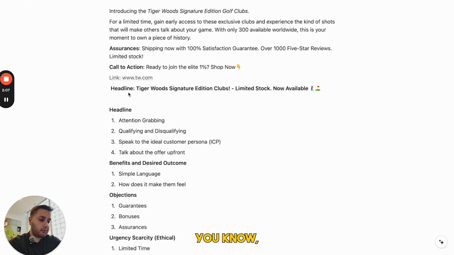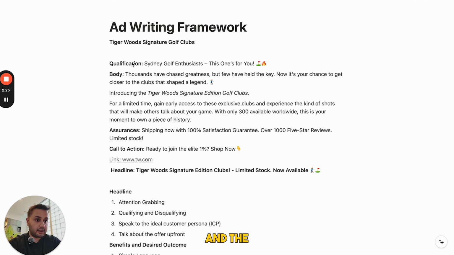Before that, we have to look at the headline, and that includes the Tiger Woods Signature Edition clubs, limited stock now available. Simple, upfront, talking to the ideal customer persona. In that headline and the qualification, we've made sure that we're speaking to the correct people and making it as clear and upfront as possible.